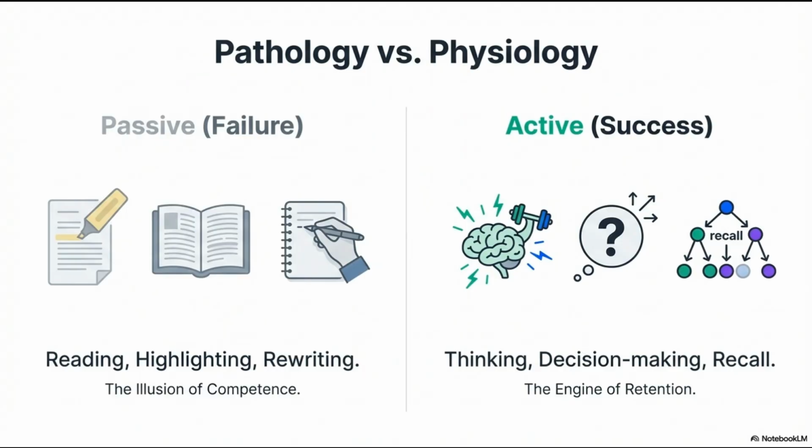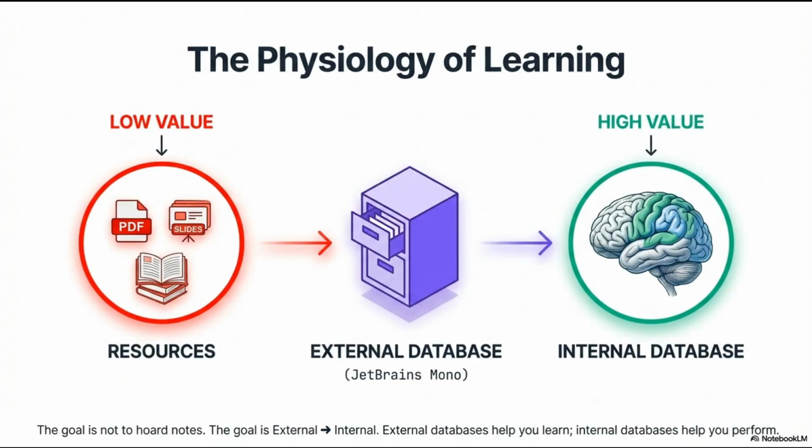Again, let's look at pathology versus physiology. So, passive learning and active learning. I talked about the fact that transferring information from your resources into your external database is a low value process. And then the high value process is moving information from the external to the internal database, right?